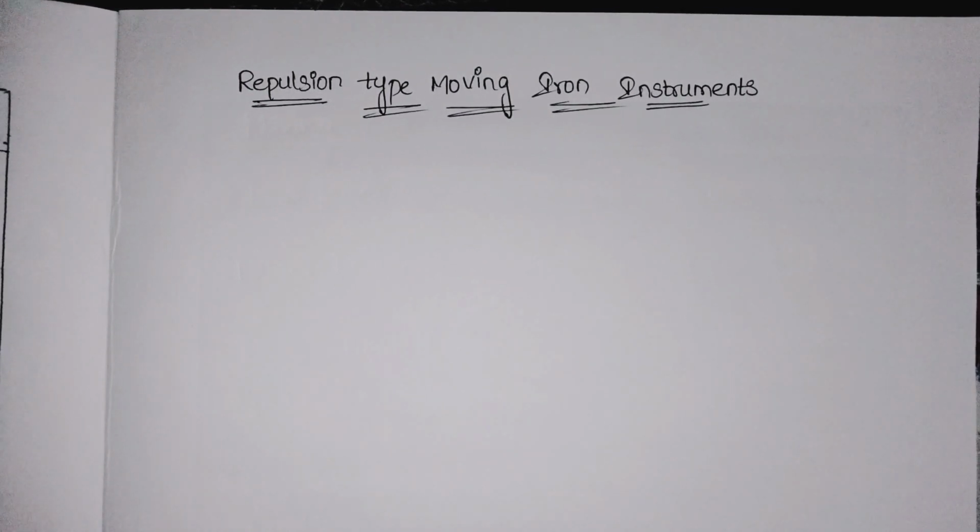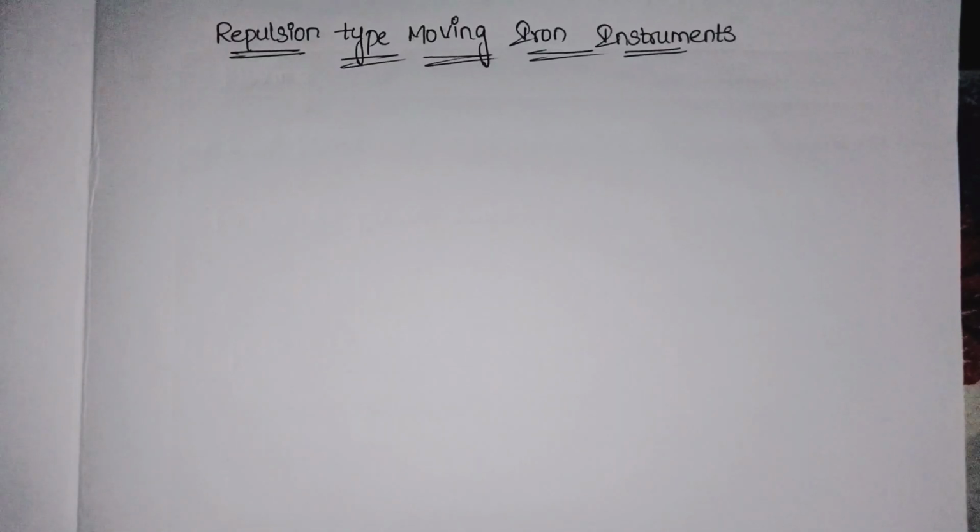So I am back with the new topic, repulsion type moving iron instruments. Whenever two unlike poles are placed near each other, there will be an attraction force. Similar to attraction force, if two similar, like poles are placed near each other, there will be a repulsion force also. So based upon this repulsion force, the repulsion type moving iron instruments were developed.